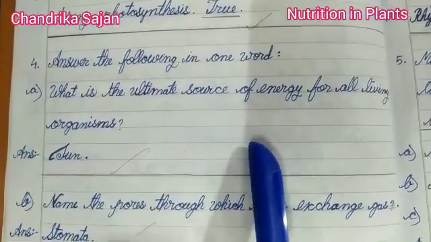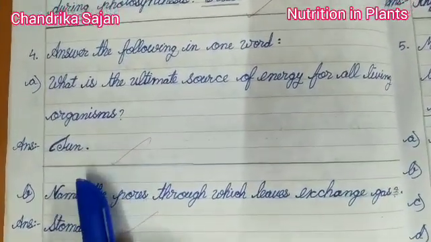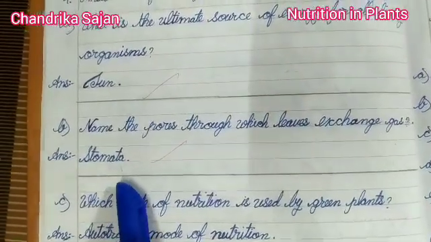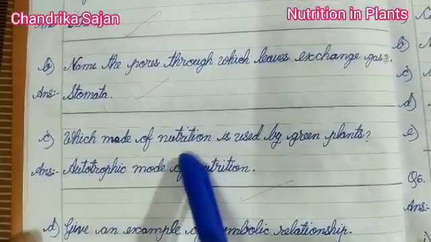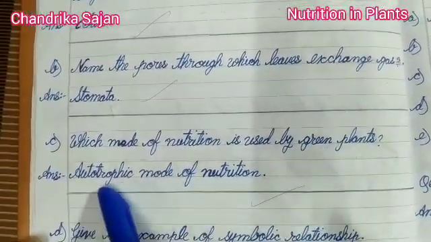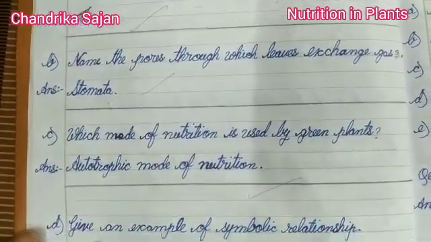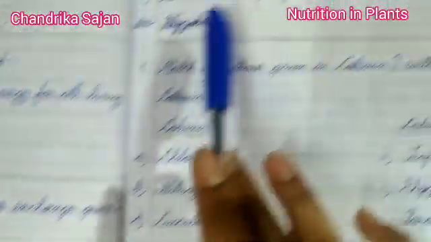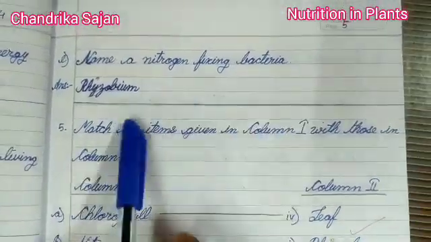Now answer the following questions in one word. What is the ultimate source of energy for all living organisms? It is the sun. Name the pores through which leaves exchange gas. Stomata. Which mode of nutrition is used by green plants? Autotrophic mode of nutrition. Give an example of symbiotic relationship. Lichen. Name a nitrogen fixing bacteria. Rhizobium.